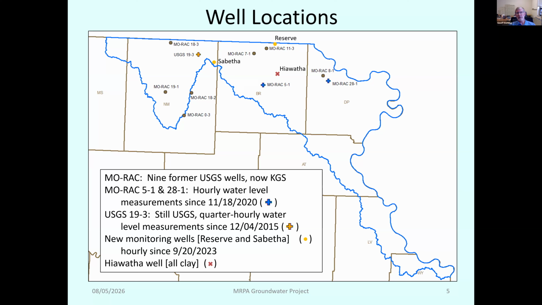And then we have 2 new deeper monitoring wells. So these other wells are shallow. Two new deeper monitoring wells, one up near Reserve right on the Nebraska line, so northern Brown County there, and then the Sabetha well in northeast Nemaha County. And we have hourly measurements there since September of 23. We also tried to drill a monitoring well just northeast of Hiawatha in an area of fairly heavy pumping, but that well turned out to be all clay, so that's not good for monitoring.